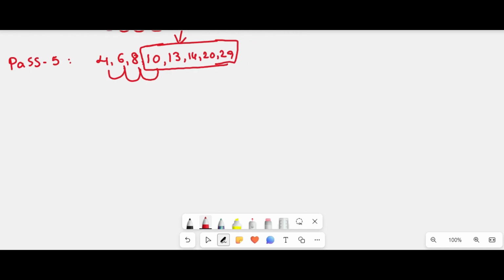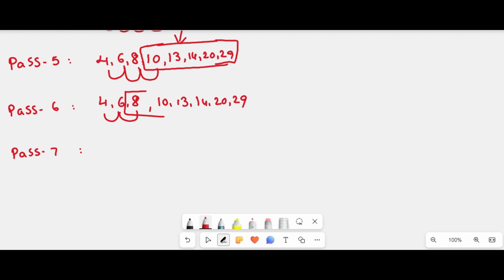So now pass 6. Consider only 4, 6, 8. Compare these two, in proper order. 6 and 8 are in proper order. So no change. So now here 8, 10, 13, 14, 20, 29. Next, pass 7. Consider only 4, 6. Remaining elements are as they are: 8, 10, 13, 14, 20, 29.